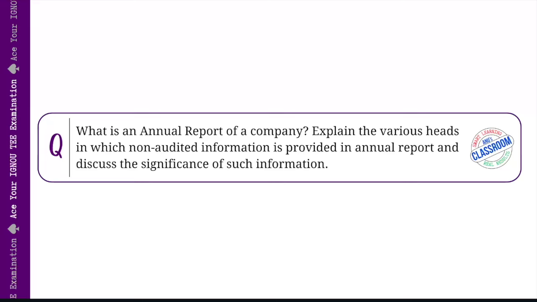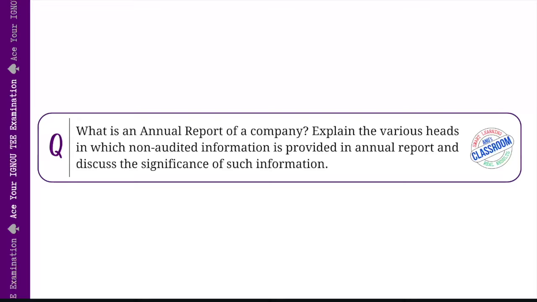And along with all of these, the report also includes notes to accounts, which explain the accounting policies, the assumptions, and other details that are not obvious from the statements themselves. Then comes the auditor's report. This is where an independent auditor gives an opinion on whether the financial statements fairly represent the company's financial position according to the accounting standards. And beyond these audited sections, there is a very important part, that is non audited information.